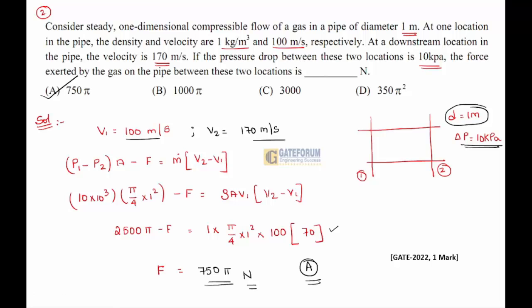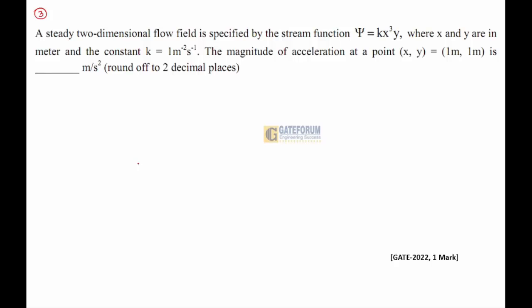Moving to the next question. A steady two-dimensional flow field is specified by a stream function psi is equal to k x cube y, where x and y are in meters and the constant k is 1 meter to the power minus 2 second inverse, that is 1 by meter square second. The magnitude of acceleration at the point x comma y equal to 1 meter comma 1 meter is dash meter per second square. Round off to 2 decimal places.